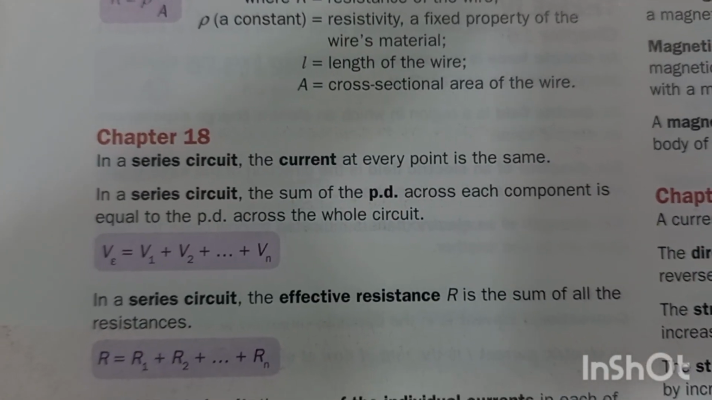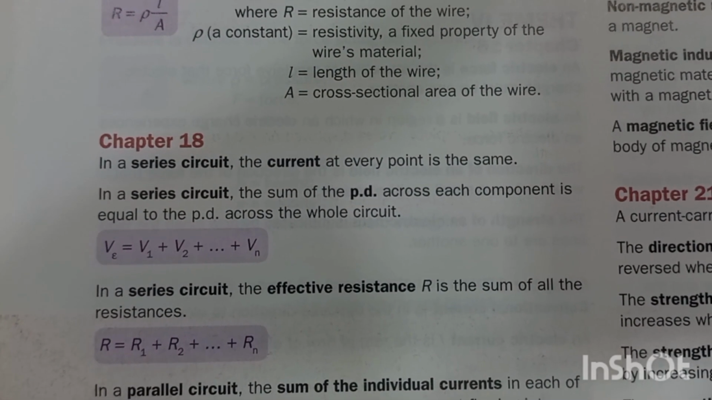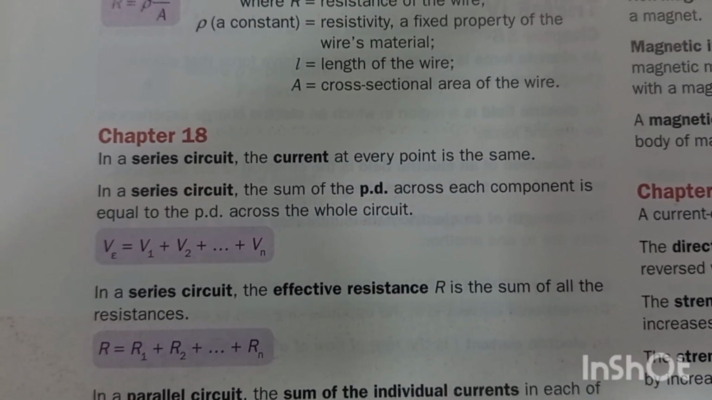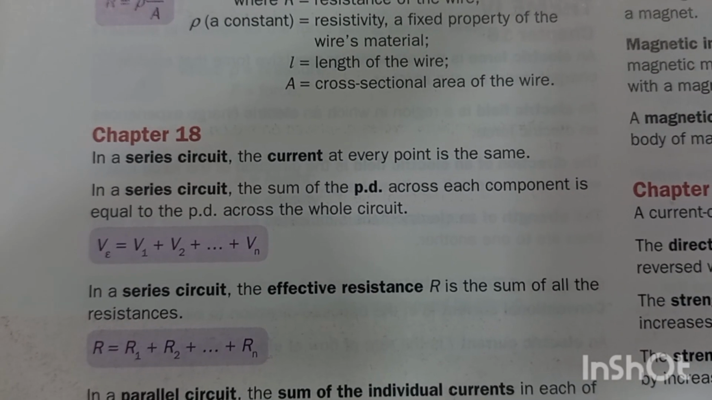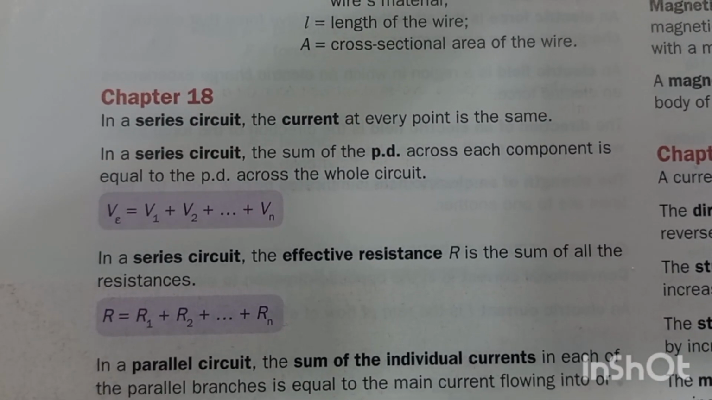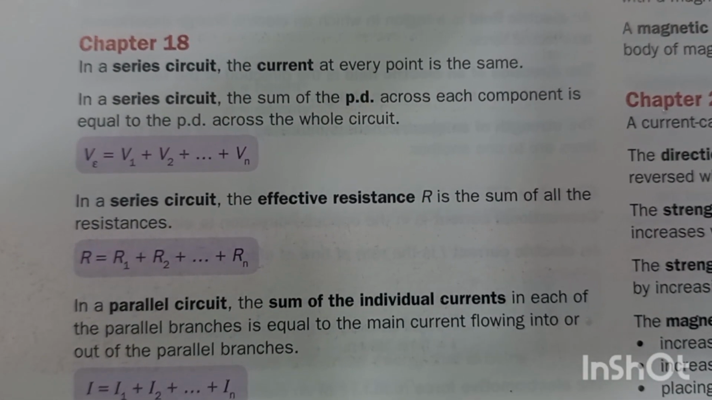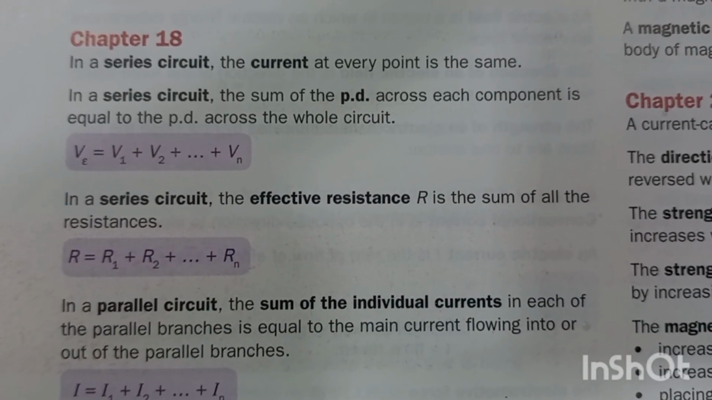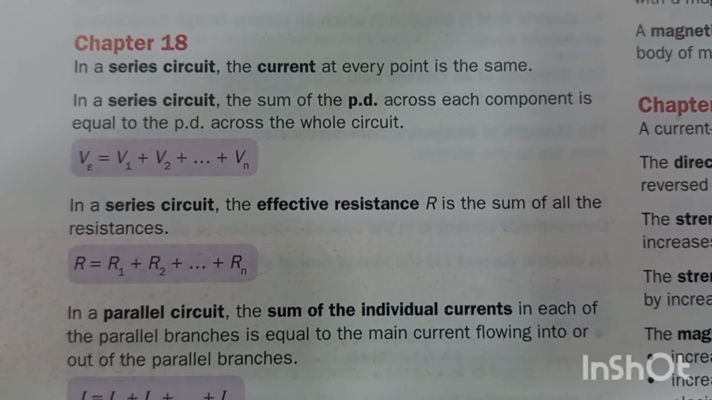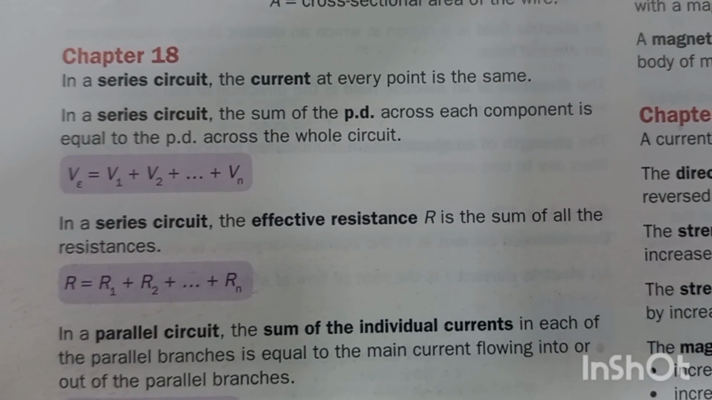Chapter number 18. In a series circuit, the current at every point is the same. In a series circuit, the sum of the potential differences across each component is equal to the potential difference across the whole circuit. V is equal to V1 plus V2 plus V3 plus, and so on up to Vn. In a series circuit, the effective resistance is the sum of all the resistances. So R is equal to R1 plus R2 plus so on plus Rn.